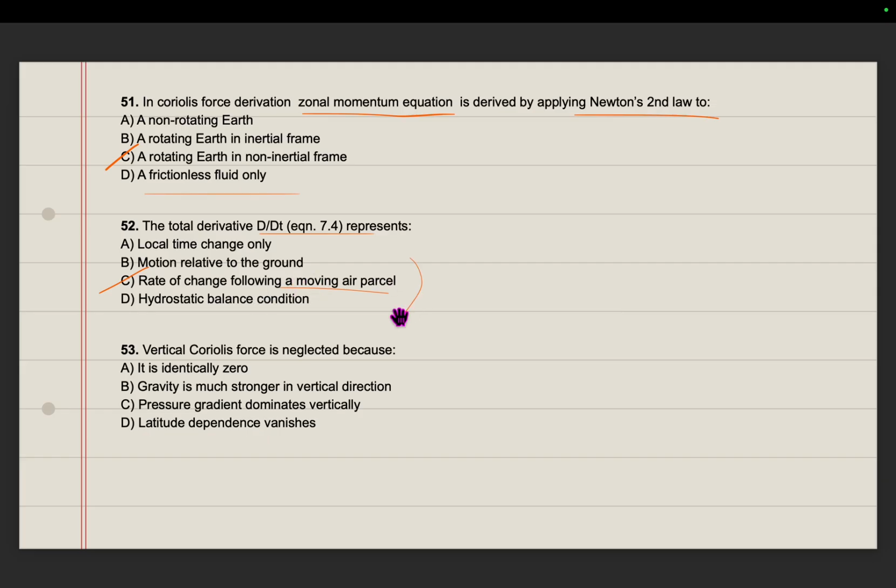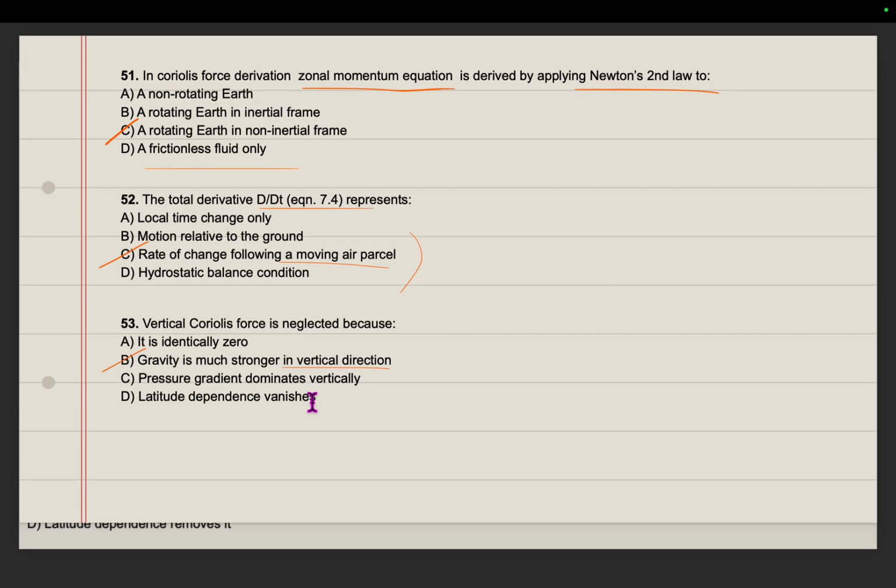Question 53. The vertical Coriolis force is neglected here because it is identically zero, gravity is much stronger in the vertical direction, pressure gradient dominates vertically, or latitude dependence vanishes. The vertical force was neglected because gravity is much stronger in the vertical direction. Question 53, option B is correct.